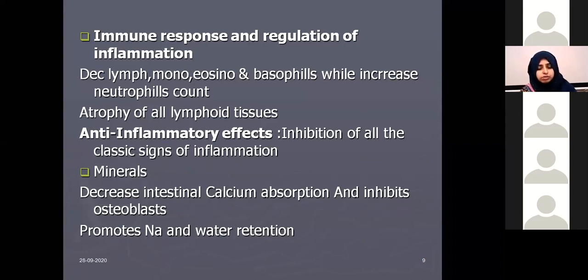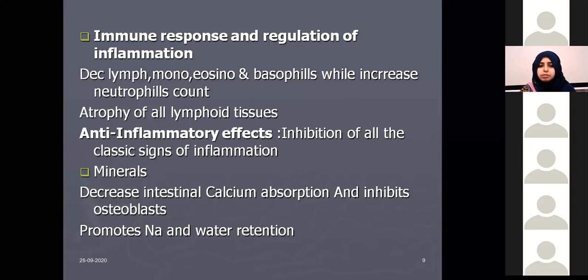How is it going to increase? First of all, it can increase it directly, and also it helps as an anti-inflammatory effect. It inhibits neutrophil movement to the inflammatory site. So if the neutrophils will not go there, then definitely the neutrophils will be increased in the blood. So in this way, remember this thing that it is going to increase neutrophils and the rest of the cells will be decreased. It can also cause the atrophy of all lymphoid tissues as well.